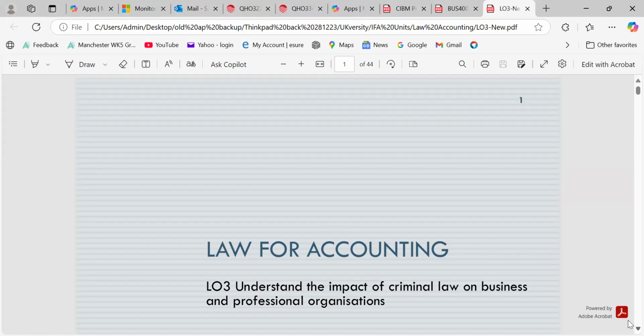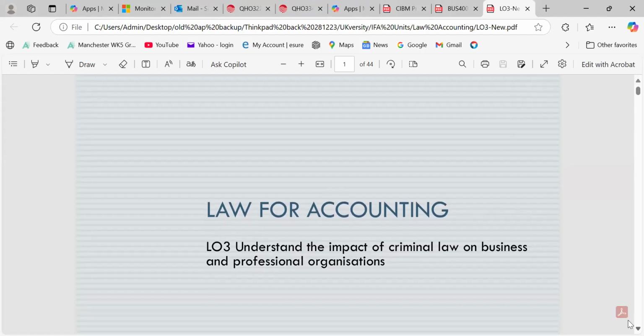So this week we're looking at understanding the impact of criminal law on business and professional organizations. Our key focus will be the difference between criminal and civil law, and we'll discuss ethics and professional codes of ethics. Those 5 professional codes of ethics will be in our discussion.